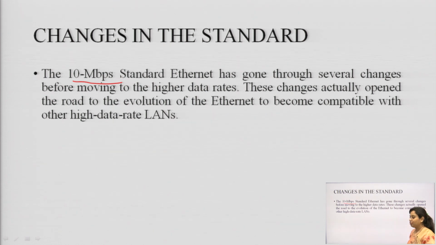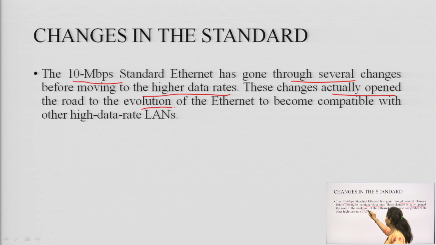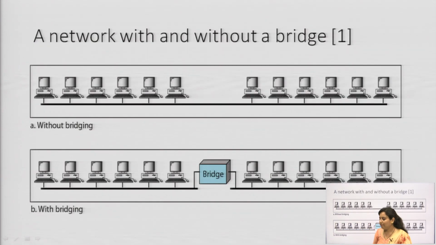So, to justify that condition, different variations of the standard are available. It has gone through several changes before moving to higher data rates. These changes opened the road for the evolution of Ethernet to become compatible with other high data rate LANs. As I said, with the increasing demand of the internet and the increasing number of users, the data rate has to be increased, and this leads to changes in the standard Ethernet. A network with and without a bridge.